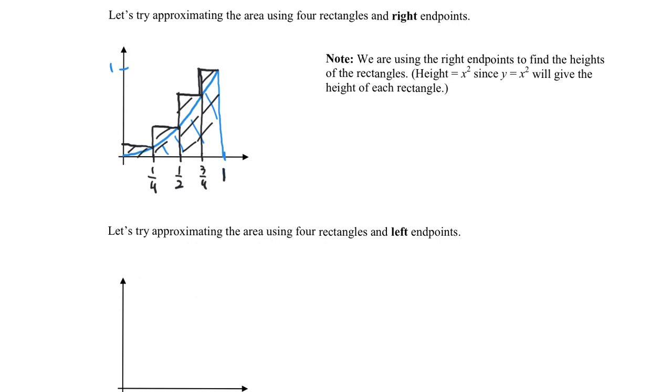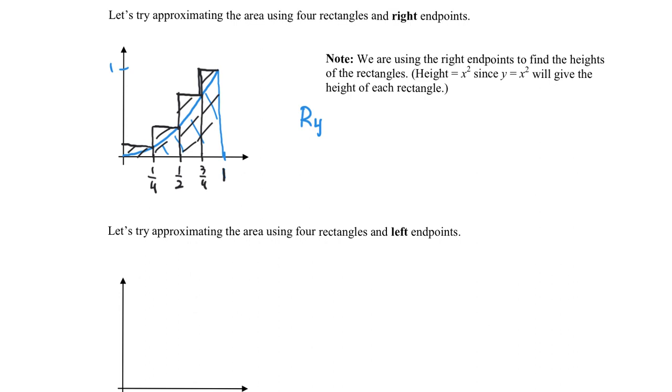And we know we're going to be too high, right? We're going to overestimate this because we have this area up here that's too much. It's above the curve. But it gives us a starting point. So the notation for this is R sub 4. And what this means is we're using right endpoints, 4 rectangles.